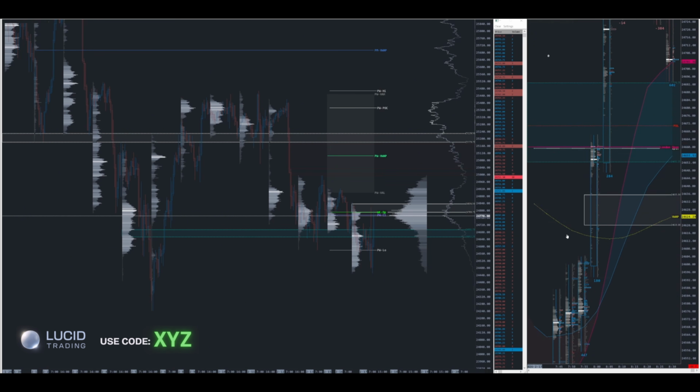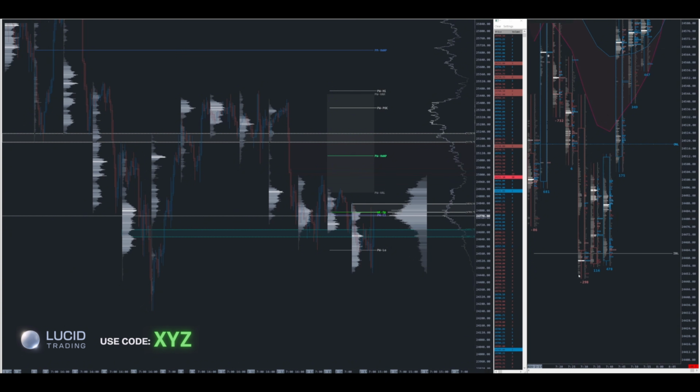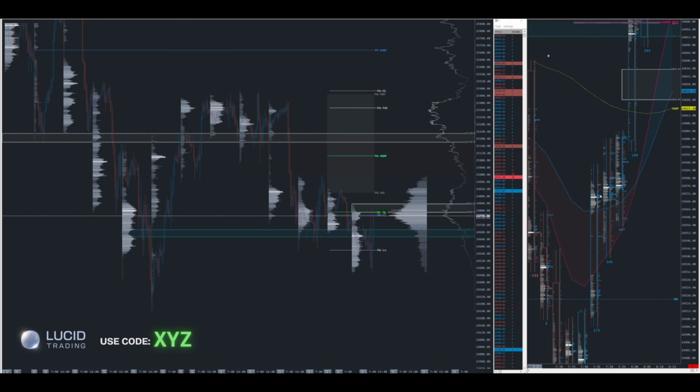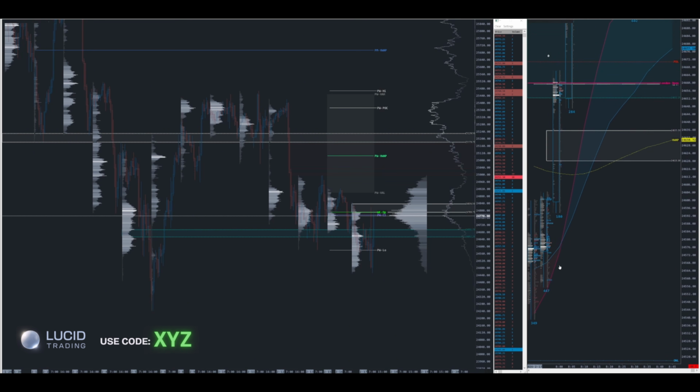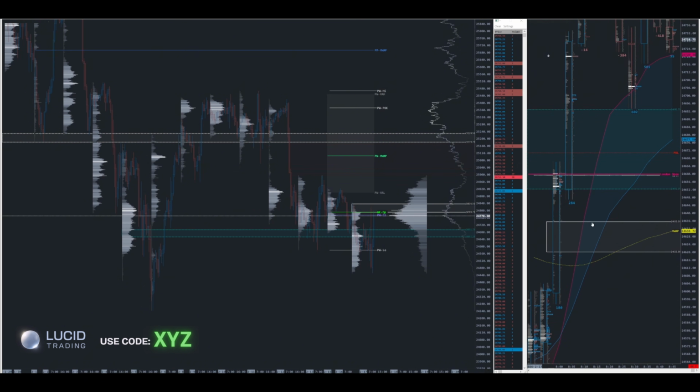Glancing at the footprint, you can see delta turn. Coming down into the low, negative 300, but it starts to flip. Offer lifting enters the market, aggressive tape on the buy side, and it pushes up and it starts to build higher. Keep an eye on this imbalance here, as price tends to revisit these auctions.